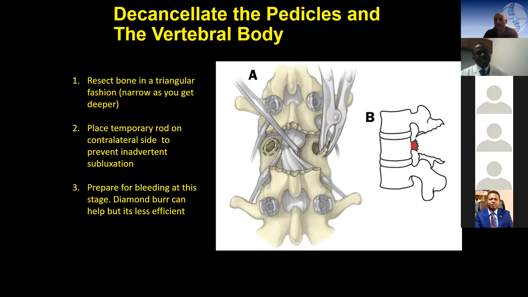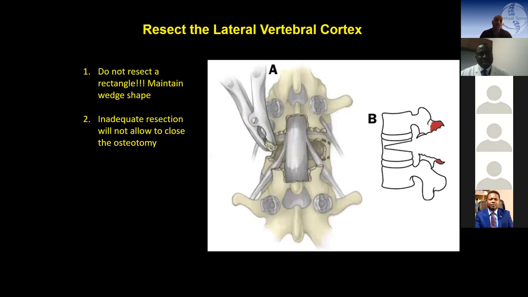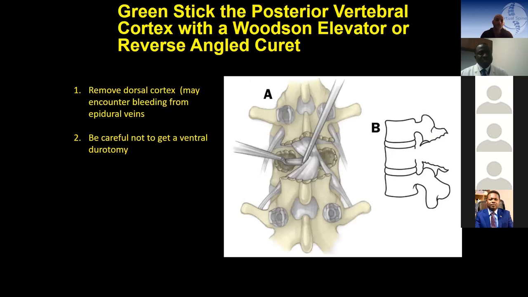Once I've cut my osteotomies and I've gotten deep enough, this is when I'll use a diamond burr to thin the anterior cortex so that it will allow me to close my osteotomy. The diamond is less efficient, but it decreases the blood loss, and it also can be forgiving. The key thing about the PSO technique is you don't want to resect a rectangle. If you do a rectangular sort of carpentry work, then that will limit your amount of correction, and you lose significant style points in doing so. Inadequate resection, especially the anterior portion of the vertebral body, will limit your ability to close the osteotomy.